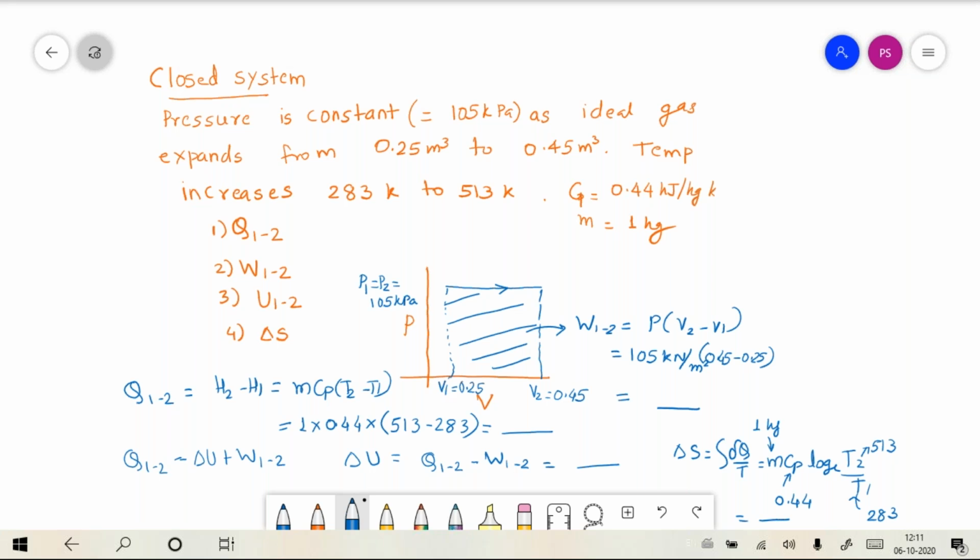Okay, so tell me the other values, Kunal. Can you tell? Change in internal energy and entropy change. Okay, you can solve this at home. You can solve it afterwards.